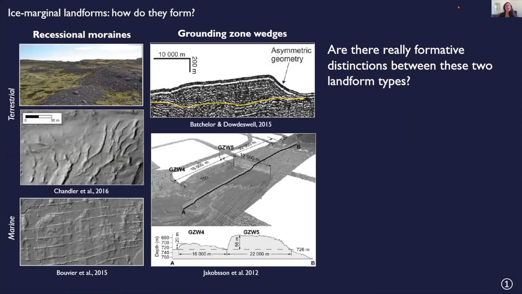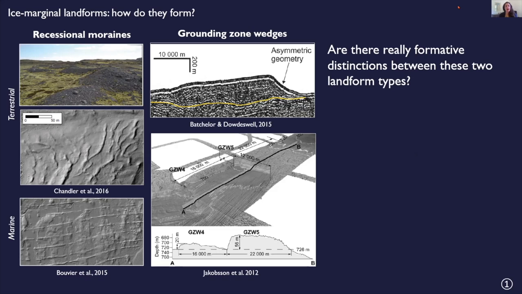Okay, so let's think about ice marginal landforms. One really important question is, how do they form? The two end member landforms that I'm talking about today are recessional moraines and grounding zone wedges. Here are just some examples. Recessional moraines have both terrestrial and marine examples, and grounding zone wedges just marine examples. But visually, they're very distinct landforms.